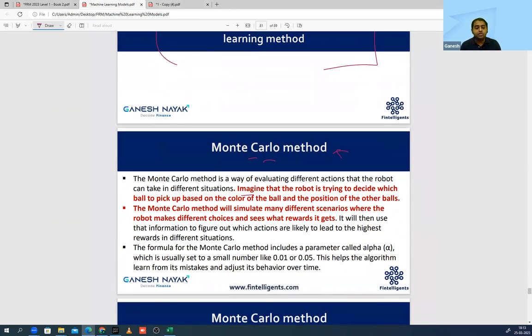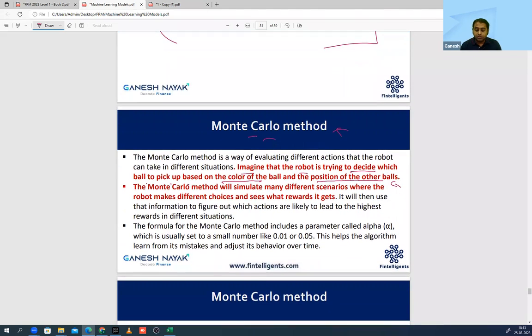Now read this line. Imagine that the robot is trying to decide which ball to pick based on the color of the ball and the position of other balls. Okay, the Monte Carlo simulation will simulate many different scenarios. The same thing we will also be learning in the simulation chapter in book 2. It will create different scenarios where the robot will make different choices and see what reward it gets. So basically, hypothetically, we'll create scenarios, also called states. What was a state? The environment on which the robot was making an action, and then the action will decide whether it is going to get a reward or not, right?